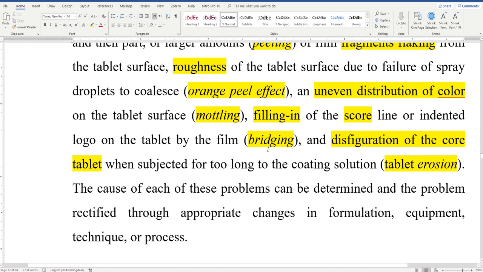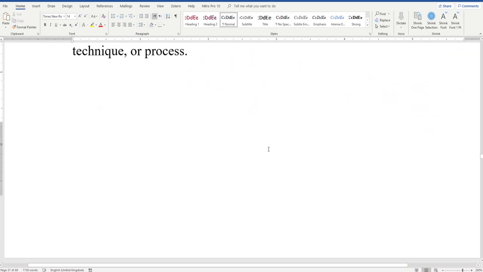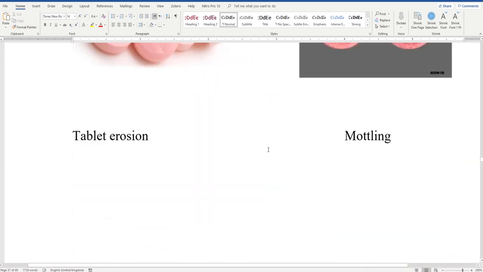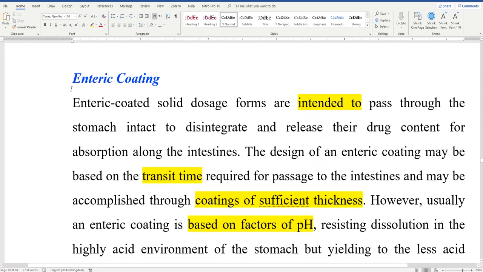Okay, and coating should not take very long. We should not apply a very large amount of coating material. Okay, enteric coating. It's a type of film coating, isn't it? Normally enteric coating is a film coating. It's one type of film coating. Not all film coatings are enteric coating. No, it's a type of film coating.